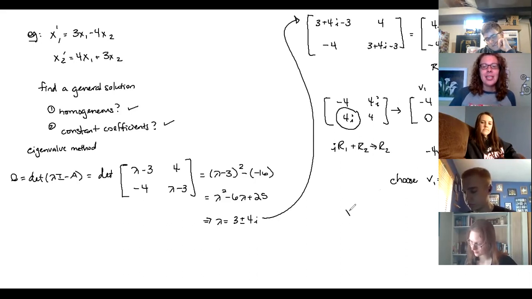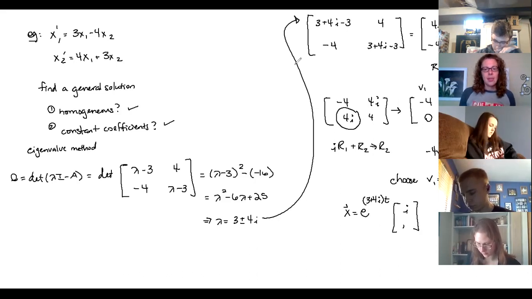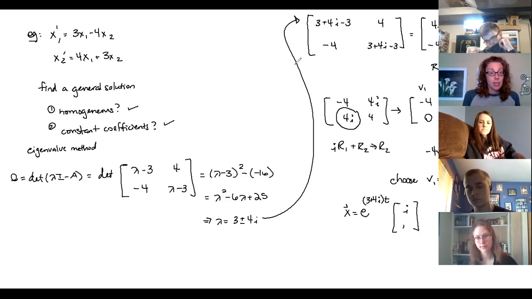Okay, so that means that my vector x is e to the (3 plus 4i)t, that's my lambda, times the vector (i, 1). That's my vector x: e to the (3 plus 4i)t times the vector (i, 1). Hanging with me so far? All good?